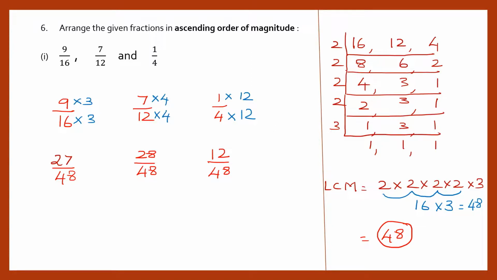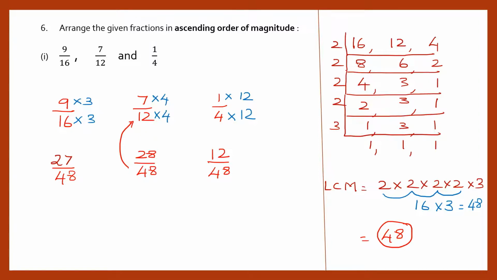So I've got 3 fractions which are like fractions now. They all have the same denominator. Let's look for the greatest numerator, 28. So this is the greatest fraction. 7 by 12 is the greatest fraction, but this time we have to arrange it in ascending order.